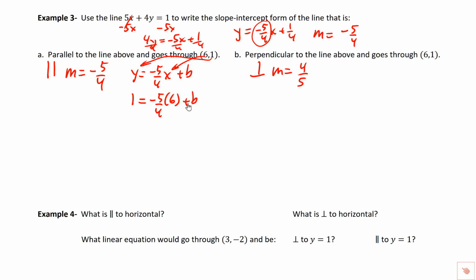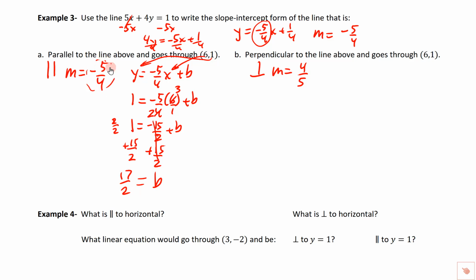Anytime you want to break out your calculator, you're welcome to. So if I multiply, I'm going to cross cancel some things. 2 goes in here twice, 2 goes in here 3 times. So this is going to be negative 15/2 plus b. Then we're going to add 15/2 to both sides. Again, if you're struggling, just use your calculator for the fraction arithmetic. 1 plus 15/2, double check that on your calculator. That would be 2/2 right here. So this is going to be 17/2.